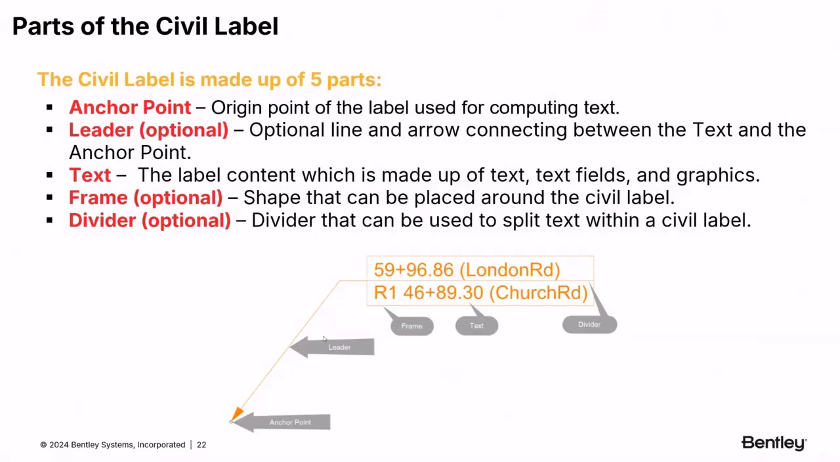So the actual end result of the civil label has a couple key points here, and specifically the anchor point there at the bottom left of the graphic. That's the origin point from which it's computing any fields and so on, which is very important to retain. There's the overall text, of course, coming from either a text favorite, static text, and so on. And then the other things called out here are all optional, as you might have recalled from the actual dialog box. So the leader can be optionally used, frame and divider as well. There are different shapes for the frames, different orientations for the dividers, and so on.